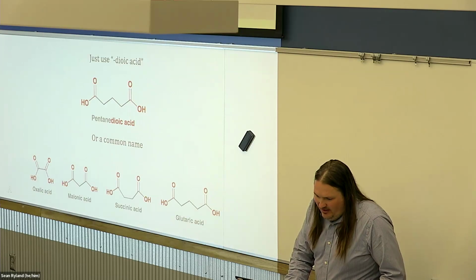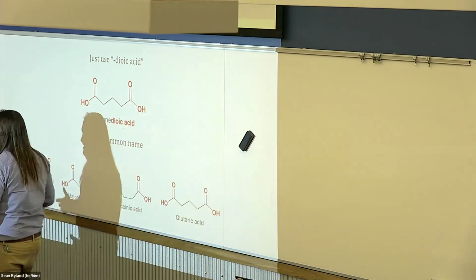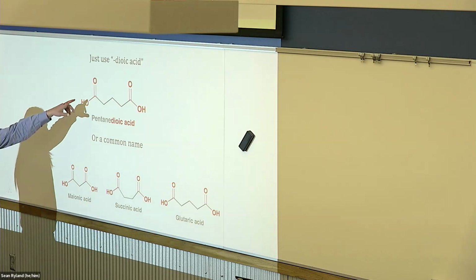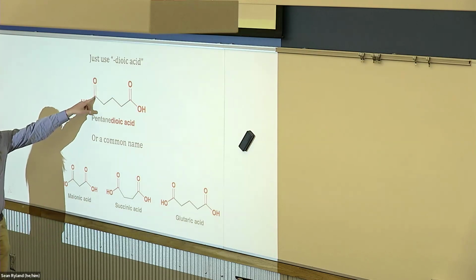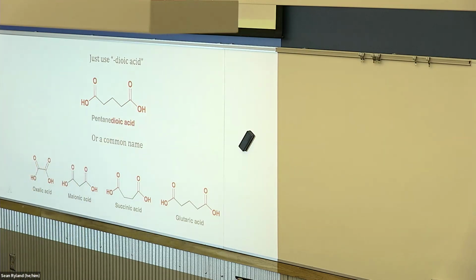If it's a diacid, we just say dioic acid, pentane dioic acid. The trick with dioic acids is that the chain always has to start and end with an acid, and so that can make your dominant carbon group a little bit weird. But for the most part, the dioic acids that are actually important pretty much all have common names. And again, they show up a lot in biochem.